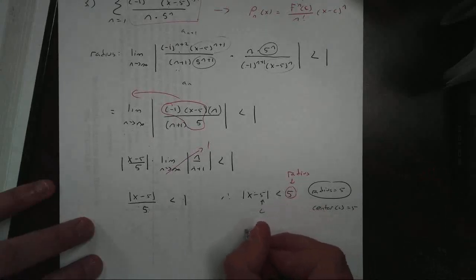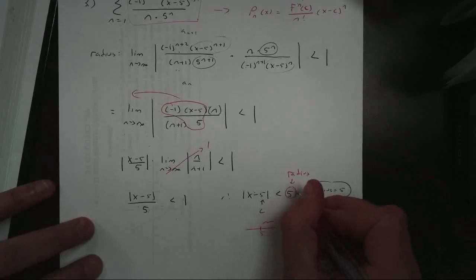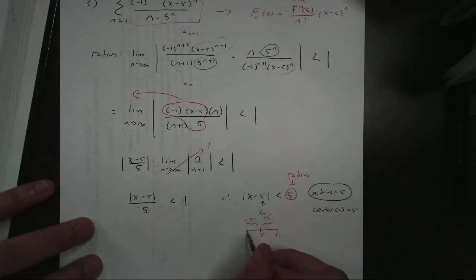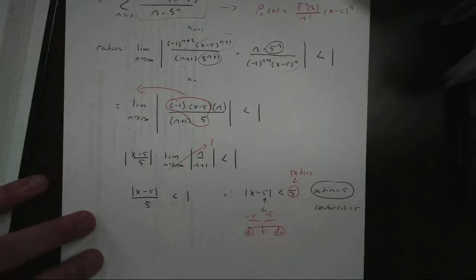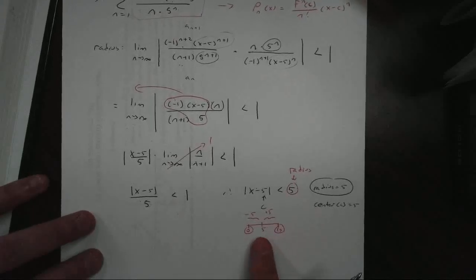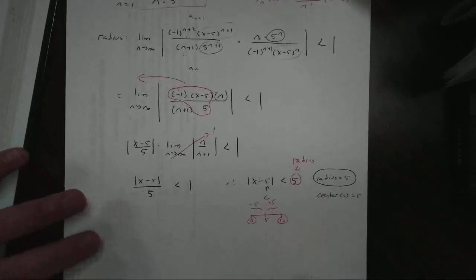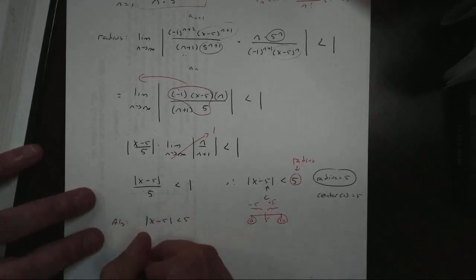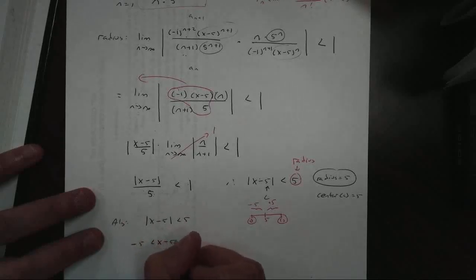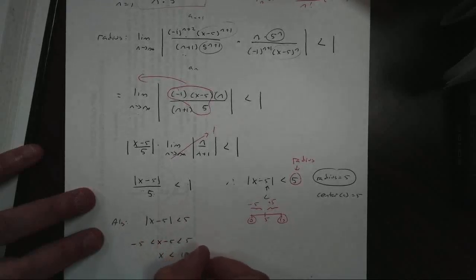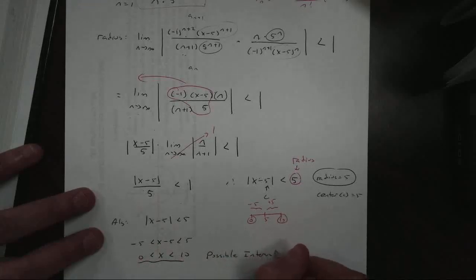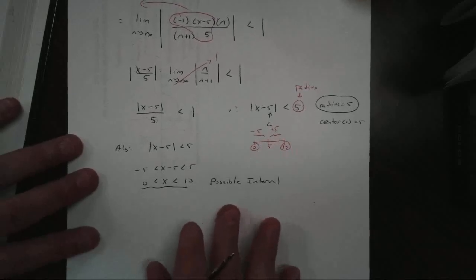Now, graphically, what does that mean? If I'm here at 5, if I go over my distance, my radius, plus 5 units away, I'm at 10. If I go minus 5 units away, I'm at 0. So we're saying anything between 0 and 10, this series will converge. We can show that algebraically, right? We got the absolute value of x minus 5 less than 5, so we get negative 5 less than x minus 5 less than 5. So we're saying x is between 0 and 10. Now remember, this is only a possible interval. To get the actual interval, we do have to check our endpoints.